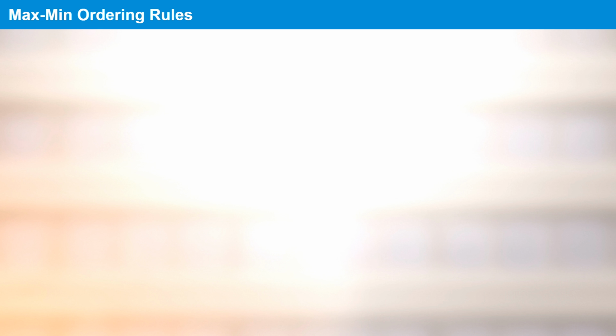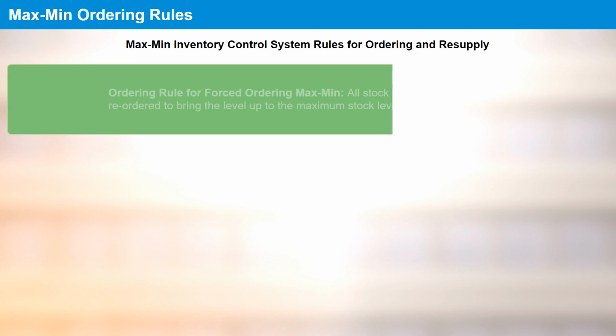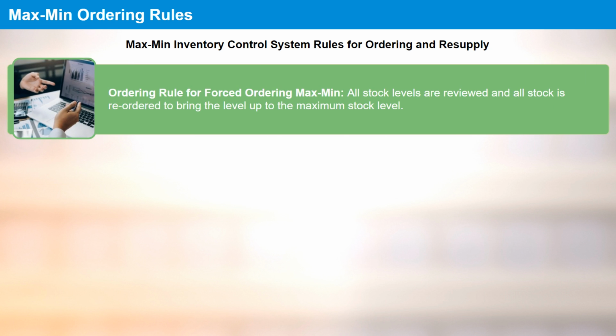The basic difference between the three rules of max-min inventory control systems is the trigger or timing for ordering or issuing. Each version of the max-min inventory control system has a different rule for ordering and resupply. Ordering rule for forced ordering max-min suggests that all stock levels must be reviewed at the end of an established review period and all stock is reordered enough to bring the level up to the maximum stock level.